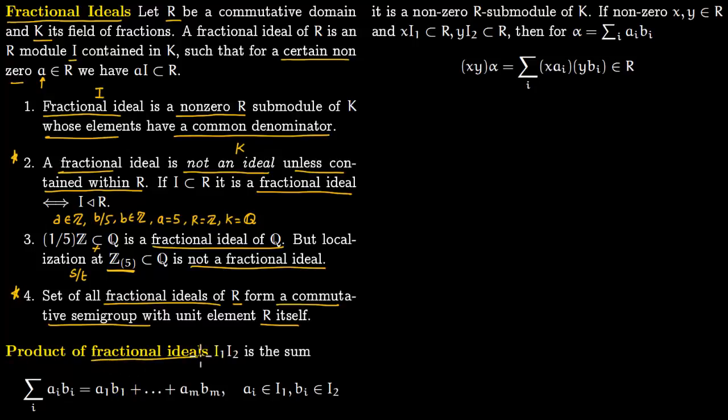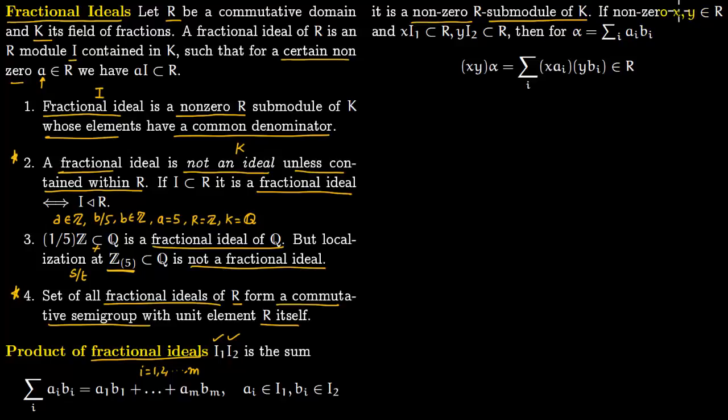So the product of fractional ideals, say I1 and I2 are two fractional ideals. Then you can talk about the sum of a_i b_i, that is a1 b1 up to am bm, where i goes from 1 to m. Here a_i lies in the first fractional ideal, and b_i lies in the second fractional ideal. You can immediately see that if these fractional ideals actually lie in the ring R, then this is precisely how the product of two ideals is defined. This is a non-zero R-submodule of K, contained within K.